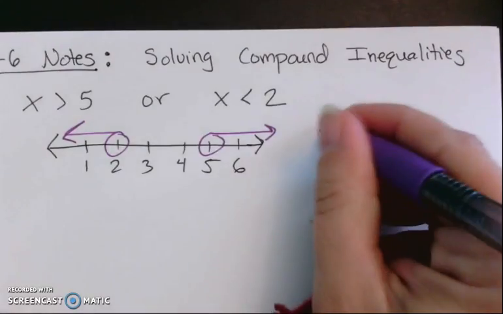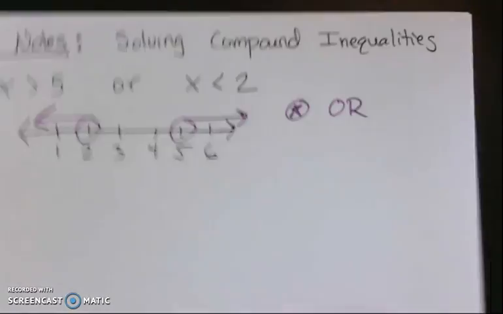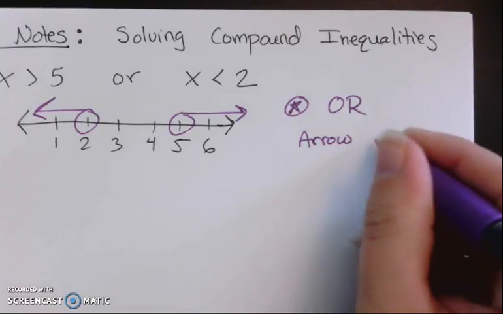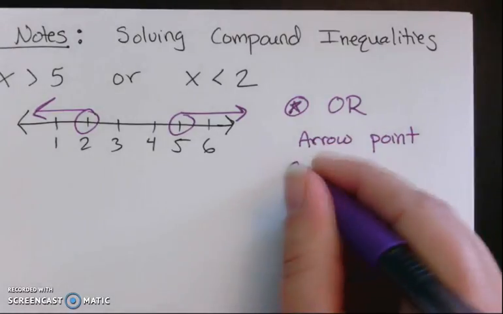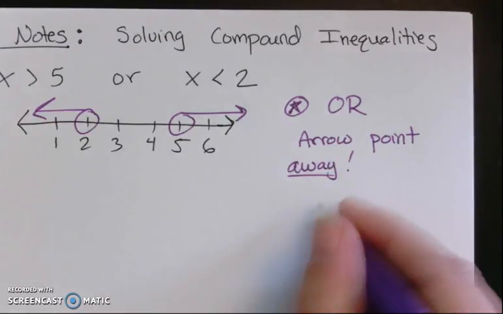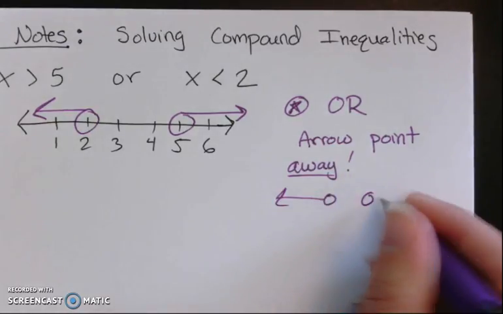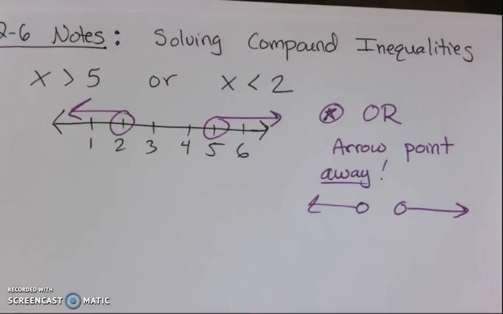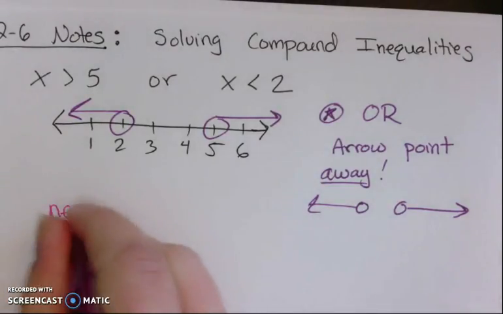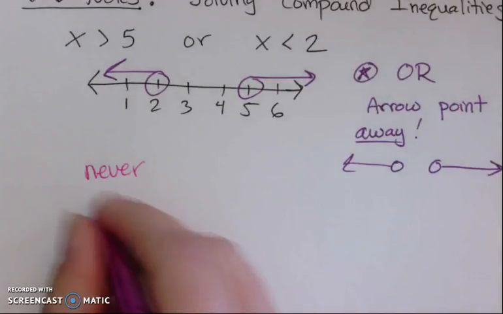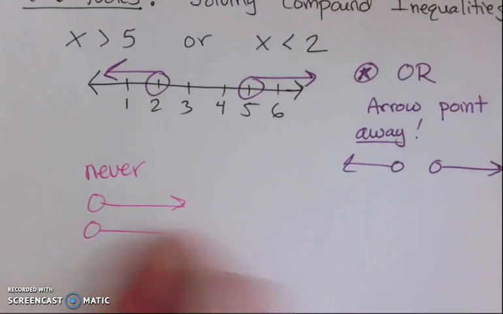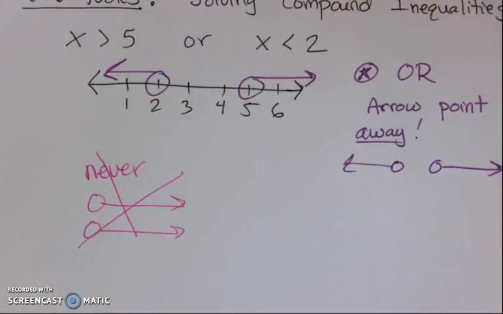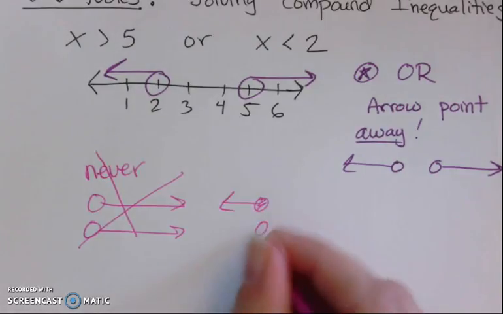Basically our rule is whenever you have an or inequality, your arrows always point away from each other. Whether they're filled in or hollow, that doesn't matter, but they always point away from each other. You will never have arrows pointing the same way if you solve these correctly. That wouldn't make any sense. That would basically just be one inequality. So they should never be pointing in the same way.